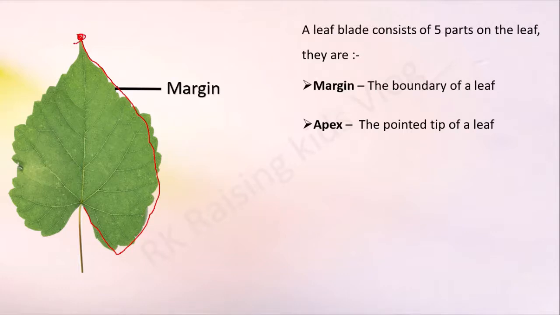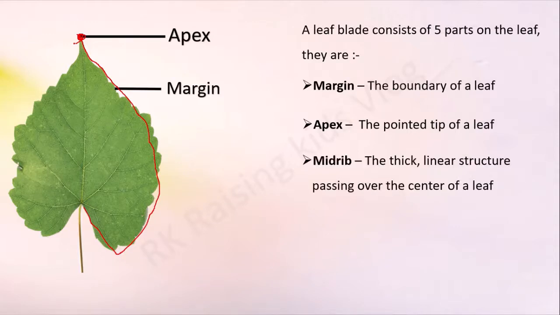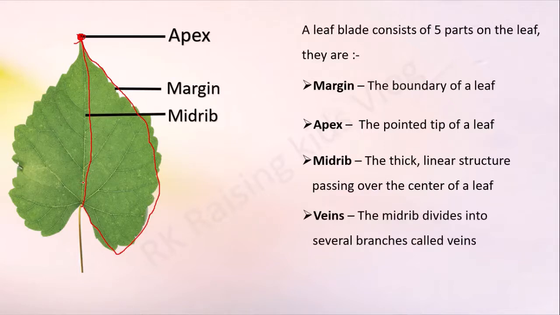Then next is midrib. It's a thick line structure, I'm sorry, passing over the center of a leaf, and it's also called the main vein. And what do we mean by veins? This is the midrib, and the midrib divides into several branches called veins. So these are the veins. There are so many patterns and networks of all kinds of veins. The whole leaf is covered with all those veins.